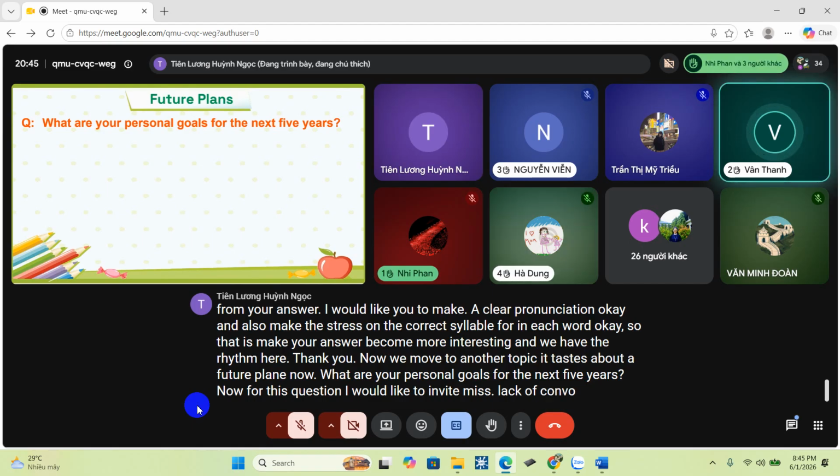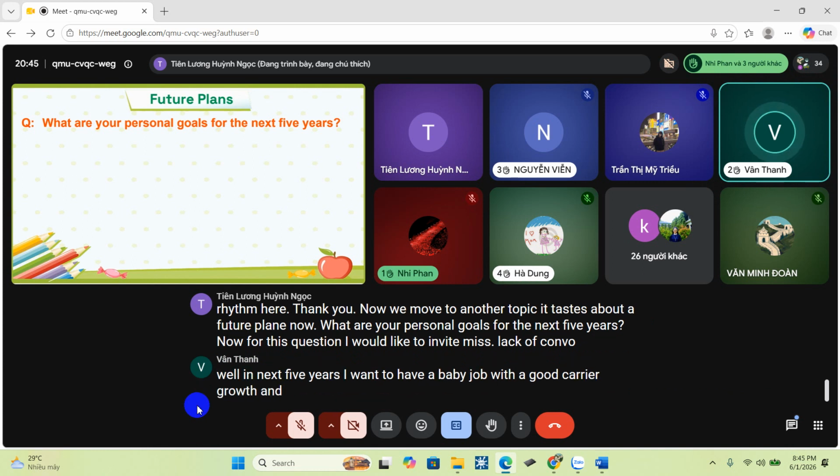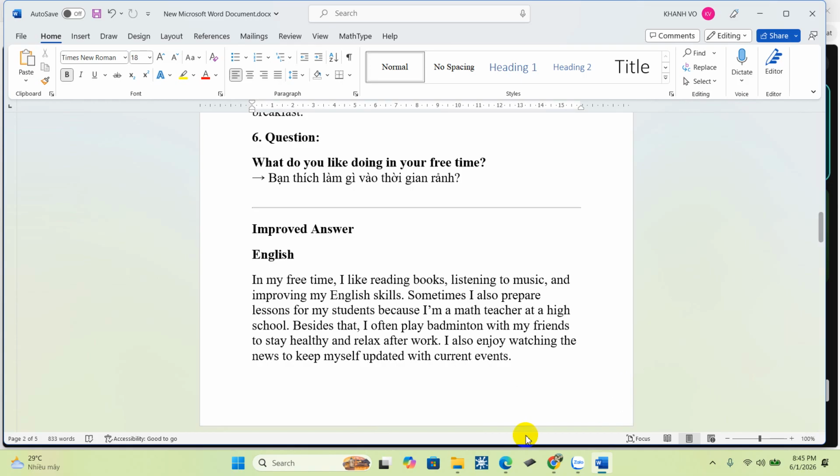Yes. Well, in the next 5 years, I want to have a stable job with a good career growth, and I also want to buy a house for my family. For me, these goals are very important right now. That's all.